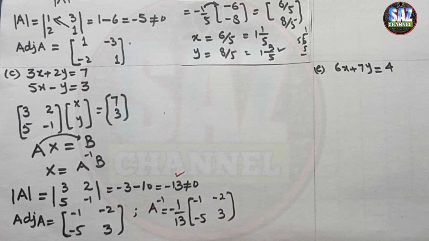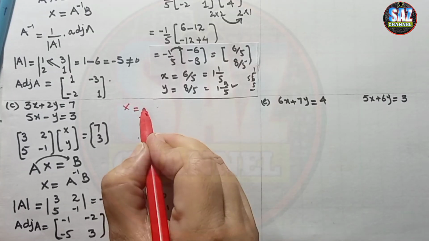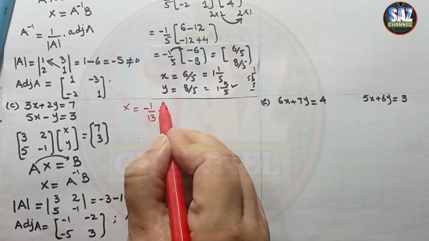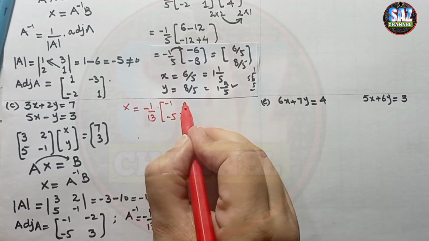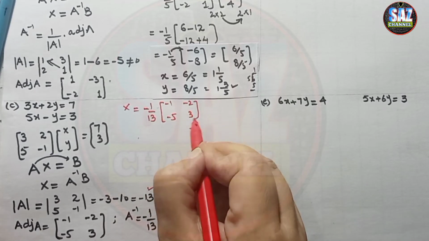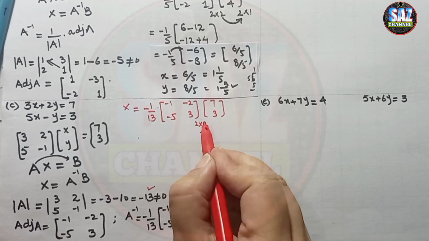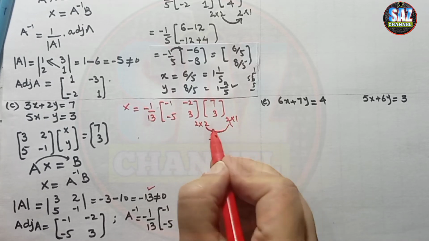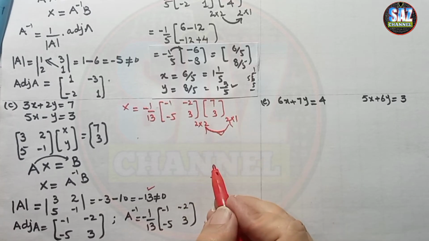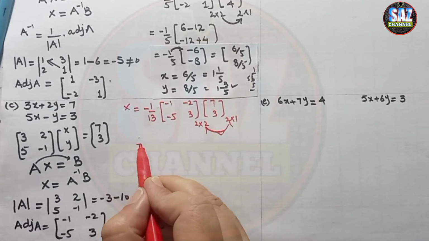Now A inverse is complete, and now I have to go for the product so that I can find the unknowns of the question. X equals A inverse, minus 1 by 13 into minus 1, minus 5, minus 2 and 3, into 7 and 3. The order of this matrix is 2 by 2 and this is 2 by 1. So the columns of the first are equal to the rows of the second. So we can multiply these two matrices and the resultant will have the order 2 by 1. So let's go for the multiplication.